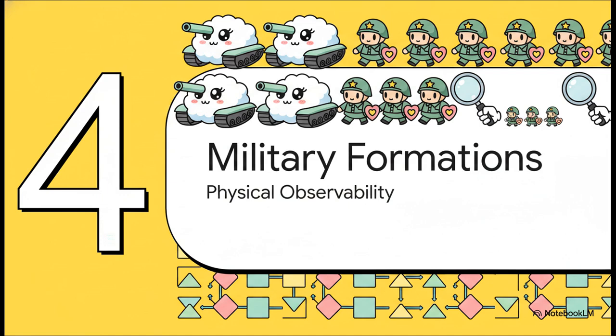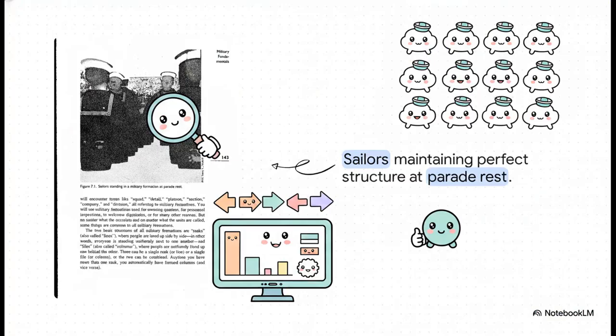Let's switch gears with Section 4, Military Order and Formations. All right, now we are completely leaving the digital and jumping into the physical. Because, just like software needs meticulous tracking to prevent chaos, massive human systems need strict physical structure to function efficiently and safely. Here, you see sailors standing in a military formation at parade rest.